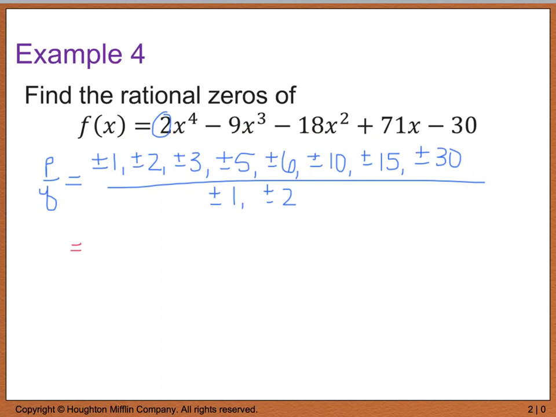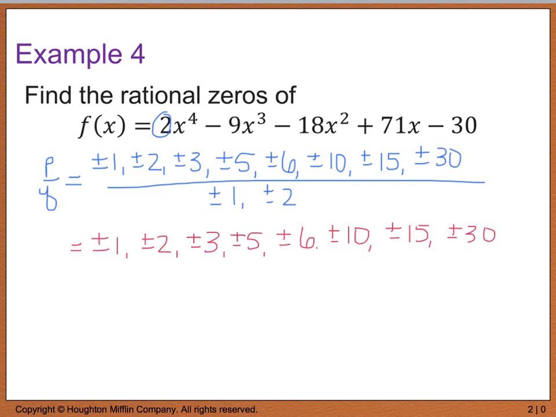So let's go ahead and do that. So it gives me plus or minus 1, plus or minus 2, plus or minus 3, plus or minus 5, plus or minus 6, plus or minus 10, plus or minus 15, plus or minus 30. Now that takes care of our dividing by 1. Now I have to do the same thing with 2, and this is all really one continuous list. However, due to space, I'm going to write a second row.